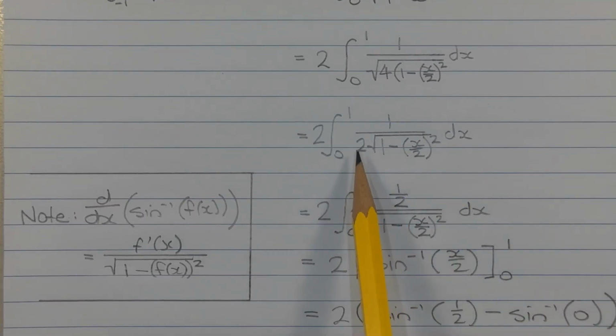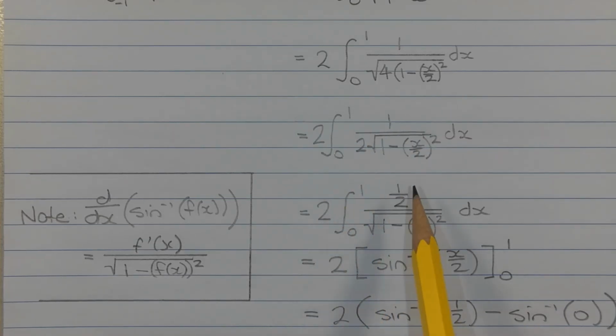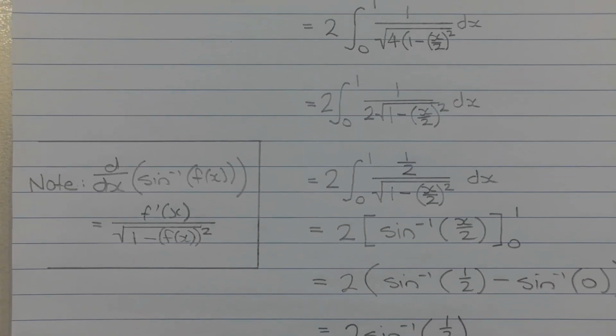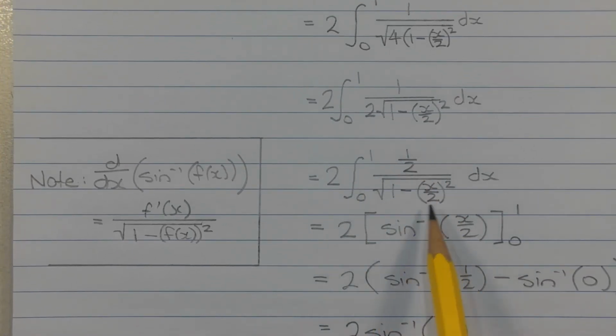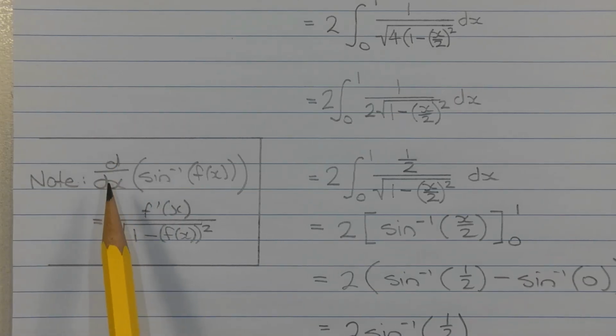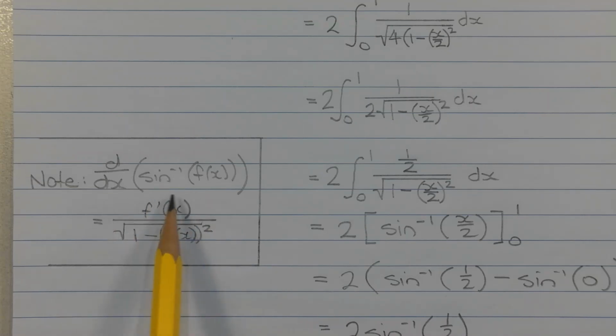And the 2 in the denominator can be written as part of the numerator as a fraction inside a larger fraction. So the integrand becomes 1 over 2 over the square root of 1 minus x over 2 in brackets squared. At this point, the integrand is in the form f dash of x over the square root of 1 minus f of x squared. As a side note, the first derivative with respect to x of inverse sine of f of x, using the chain rule, is f dash of x over the square root of 1 minus f of x squared. So if the integrand is in this form, then the primitive function will be inverse sine of f of x.